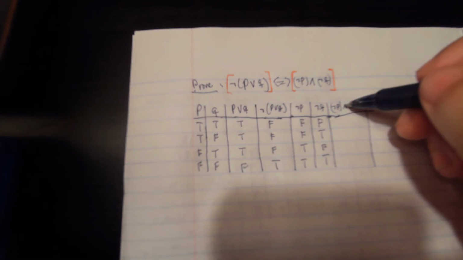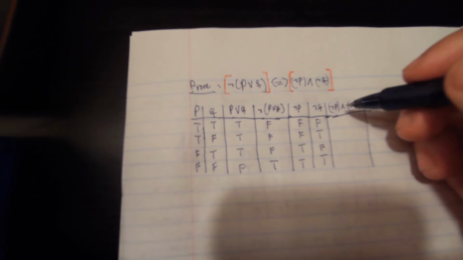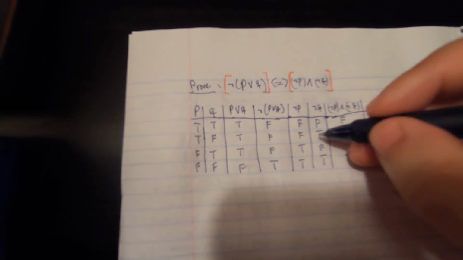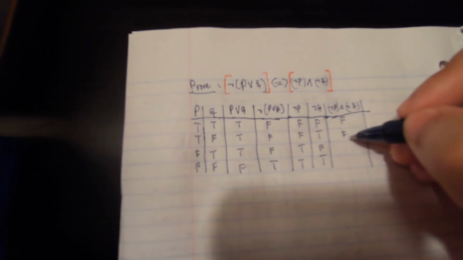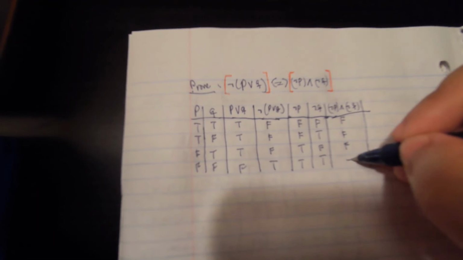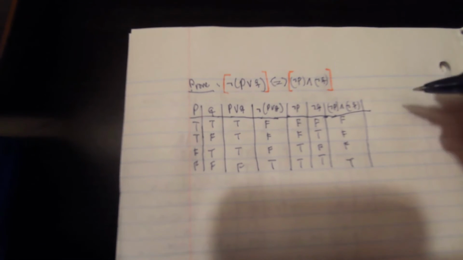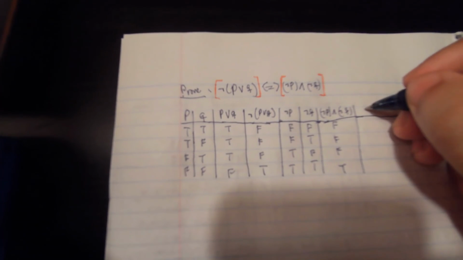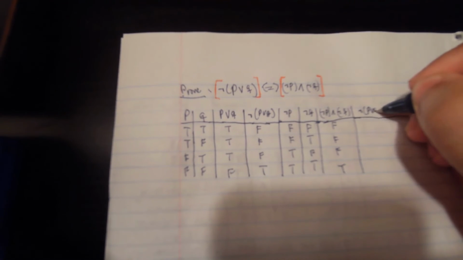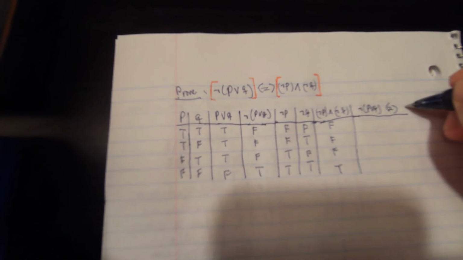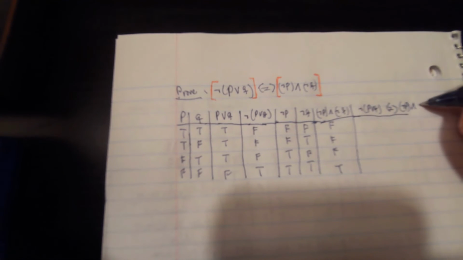Okay, now I'm saying and for these two. So and means that they both have to be true. False, false, then false. False, true, then false. True, false, then false. True, true is true. And then now, so not (P or Q), equivalent to not P and not Q.